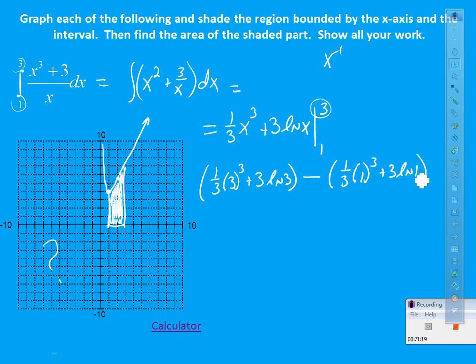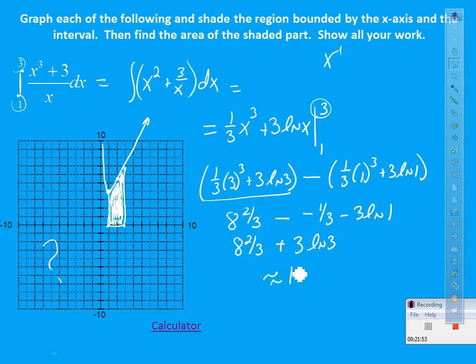So when I ran this part through, I had 8 2/3. When I ran this part through, I had minus a negative, I went ahead and distributed, 1/3 minus 3 natural log of 1. But when I ran all this through, I wound up getting 8 2/3 plus 3 natural log of 3. So I had approximately 11.96.